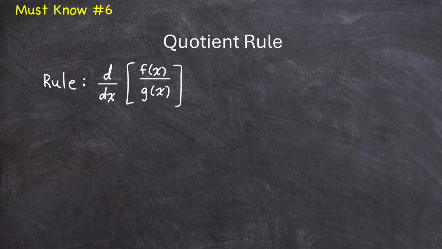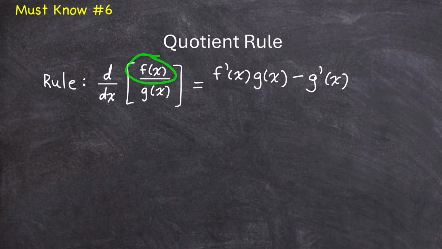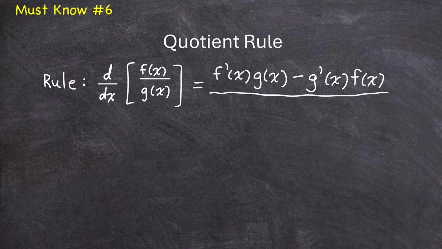When differentiating that quotient, that's equal to the derivative of the top function multiplied by the bottom function minus the derivative of the bottom function multiplied by the top function. And that all needs to be divided by the bottom function, g of x, squared. So let me show you with an example how you can use this rule.